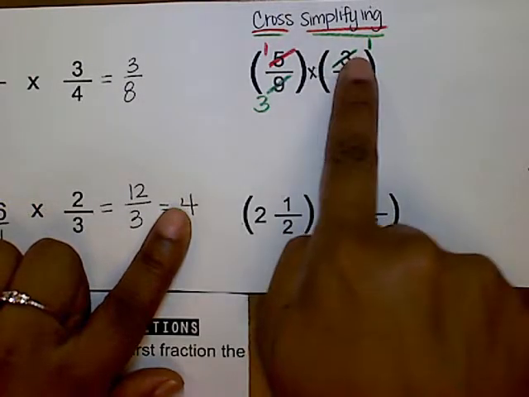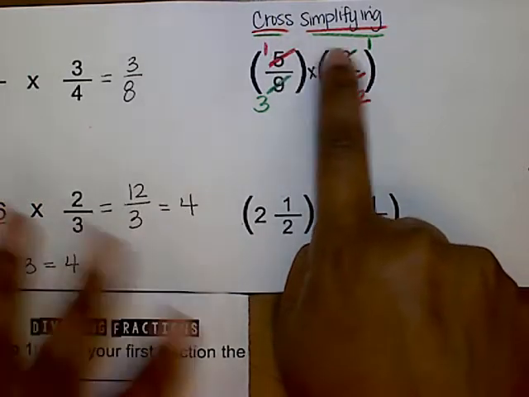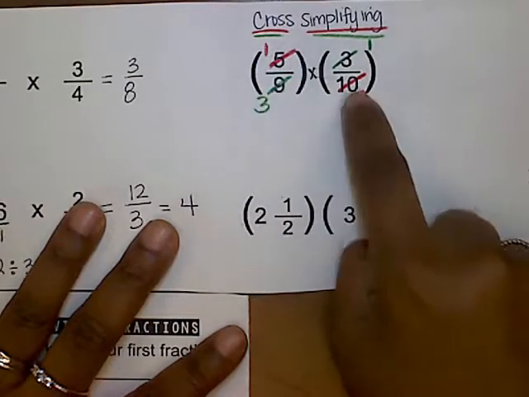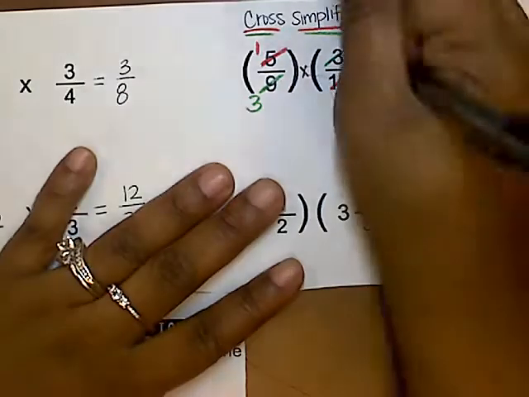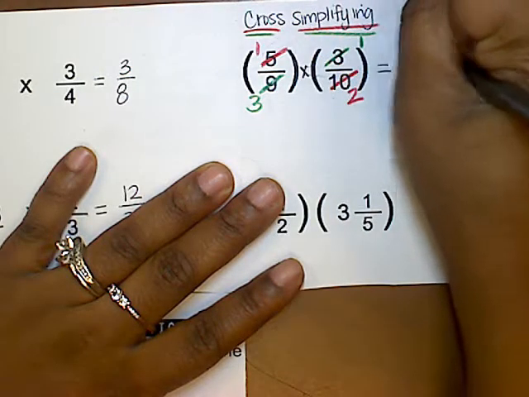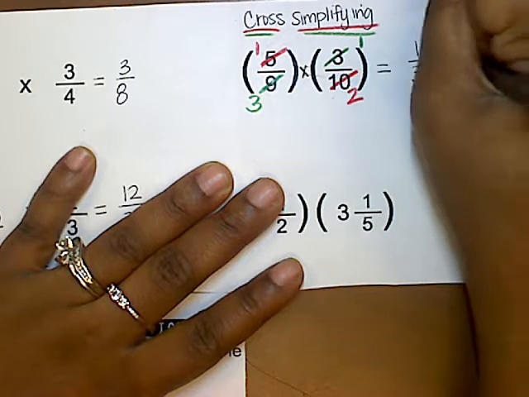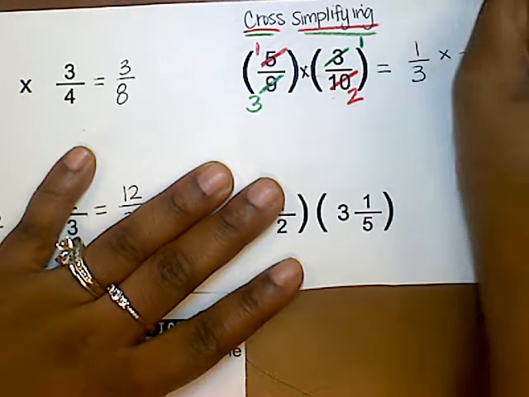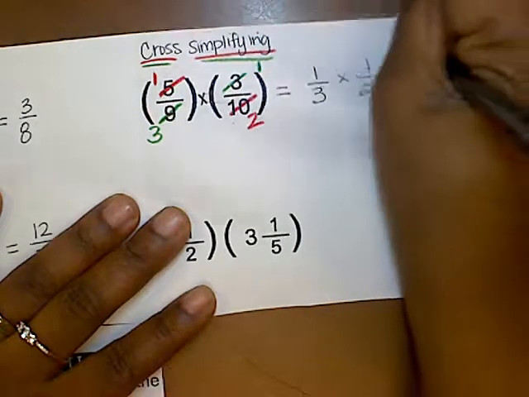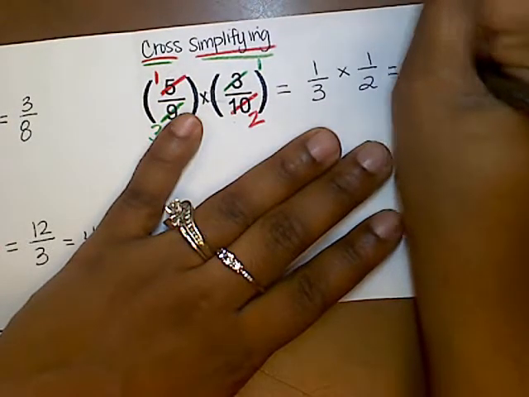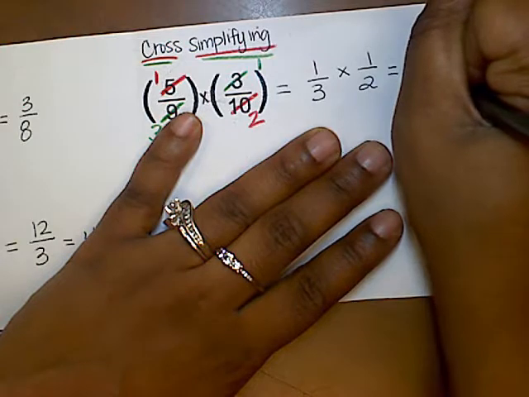We can't simplify going adjacent, but only across diagonally. And so now I have a new problem, and I want to write that new problem. That new problem is going to be 1 over 3 times 1 over 2. So much easier. So now I'm going to do 1 times 1, which is 1. And I'm going to do 3 times 2, which is 6.